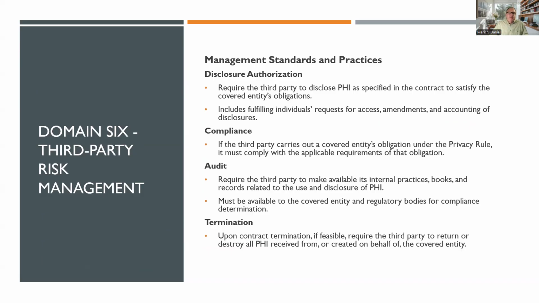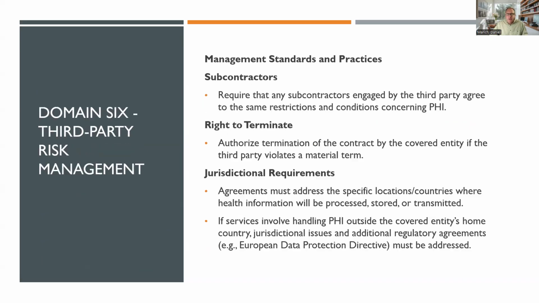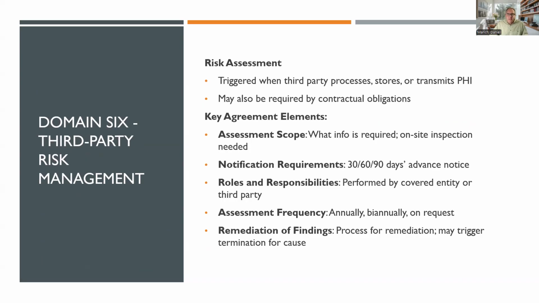The audit. Require the third party to make available its internal processes. They can be audited. Make sure that it's in there. Termination. We have the right to terminate. All of these things were covered, but make sure you're familiar with them. Subcontractors, right? They have the same restrictions and conditions. Right to terminate, right? We have the authorization for termination of the contract by the covered entity. Jurisdictional requirements, right? Risk assessment, right?